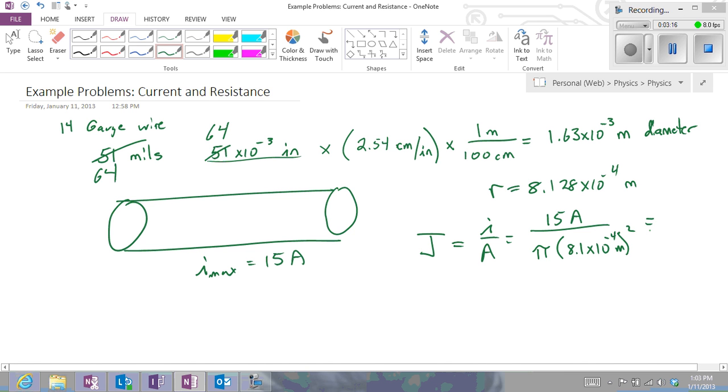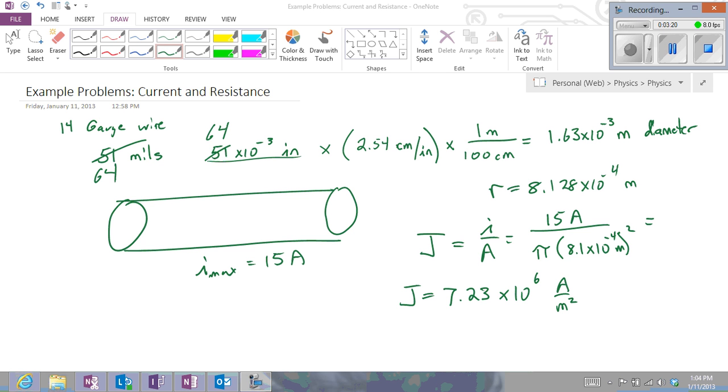and calculate our current density. If you do that calculation, you get 7.23 times 10 to the 6th amps per square meter. So the current density is 7.23 million amps per square meter. You may think, wow, that's a ridiculously large amount of current, but that's per square meter. Remember, that's a big cross section. We're only using a very tiny fraction of that square meter in this particular example.